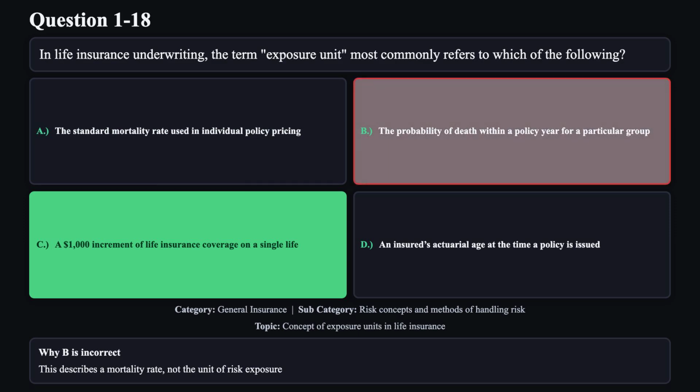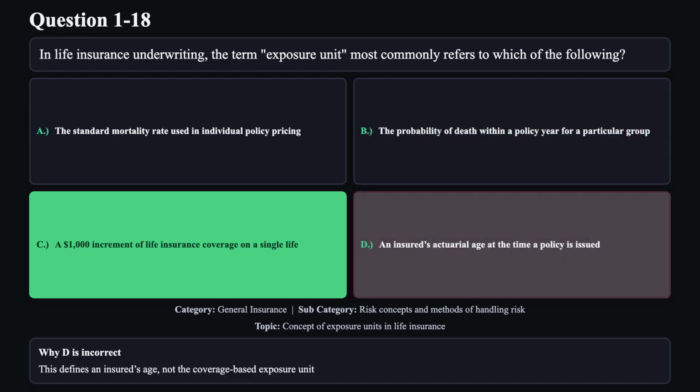Reason B is not correct. This describes a mortality rate, not the unit of risk exposure. Reason D is not correct. This defines an insured's age, not the coverage-based exposure unit.